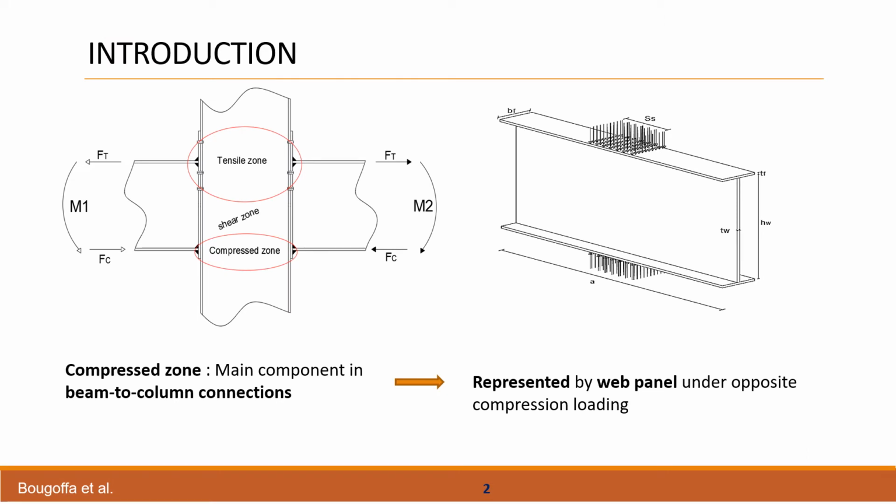The work is oriented on an experimental and numerical study on steel web panel representing the compression zone in beam-to-column connection. Regarding the component method of Eurocode 3, the beam-to-column connections are characterized by main components: tensile zone, compressed zone, and shear zone. To represent the compression zone of connections, direct compression tests on web panel with different geometries are performed. The test is realized in double compression as shown on this figure on the right part of the screen.